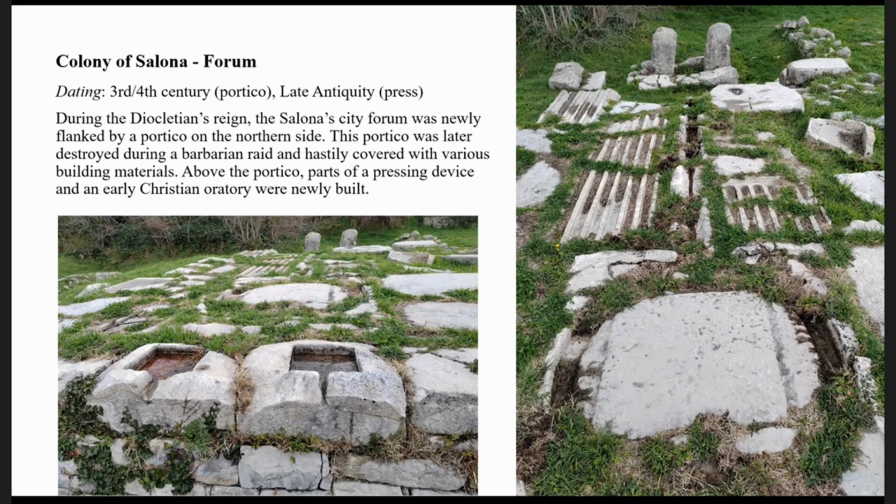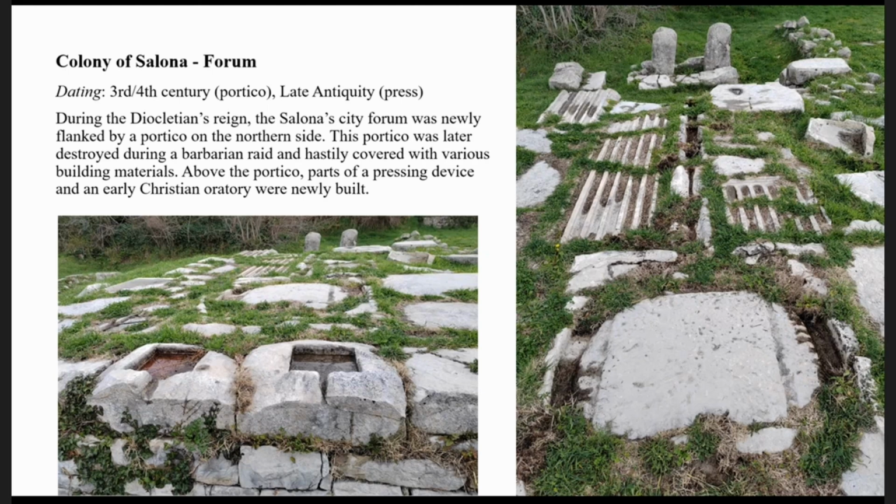Here is the pressing device on the former city forum. During the Diocletian reign, the city forum was flanked by a new portico made of very high quality white stones. It was sandstone. This portico was later destroyed by the barbarian raid, and it was covered by new buildings.